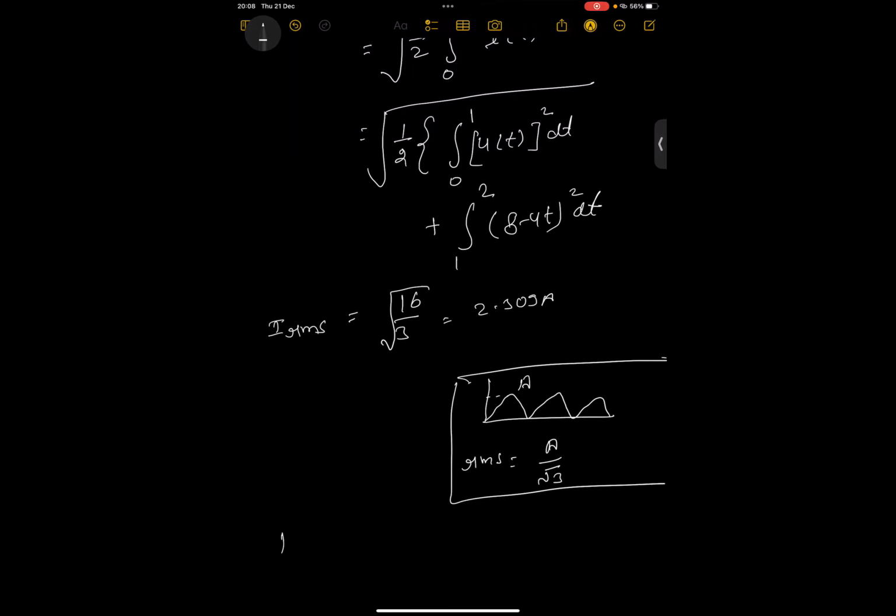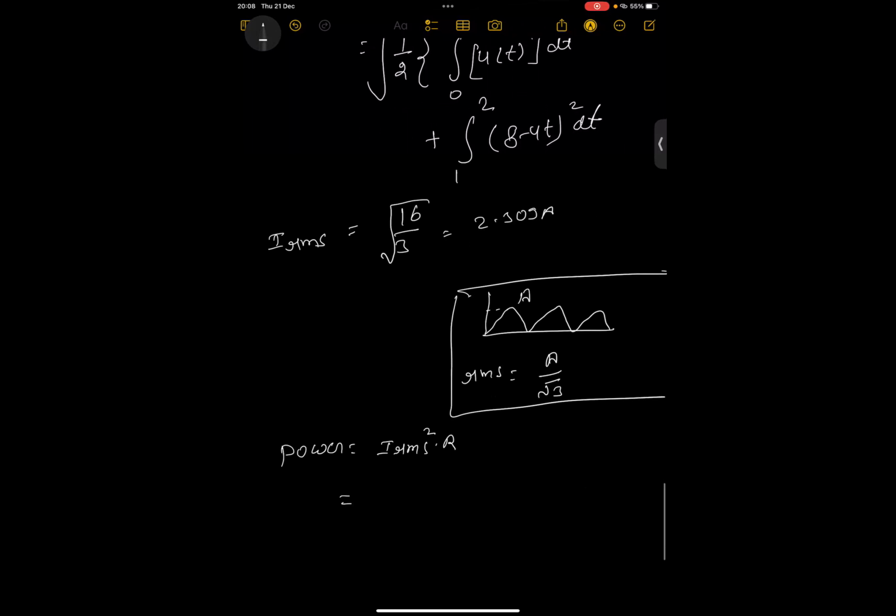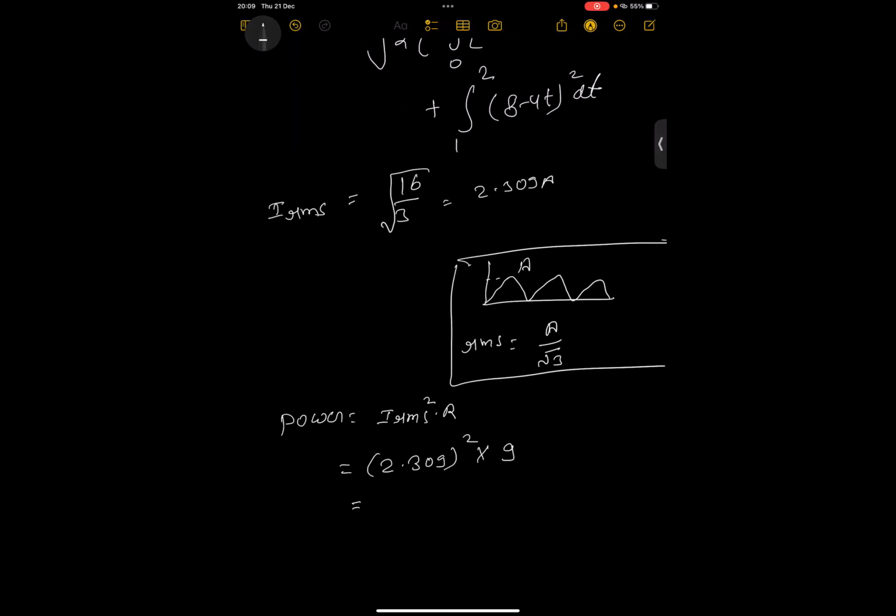And you know, power is always IRMS square into R. That's why this will become 2.309 square, and R is 9 as given. Put the value here and you get 48 watts. This is your answer for power.